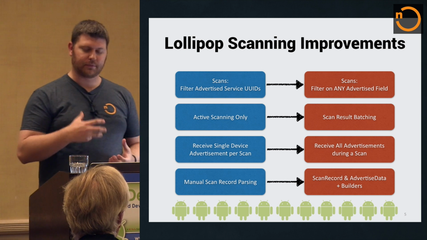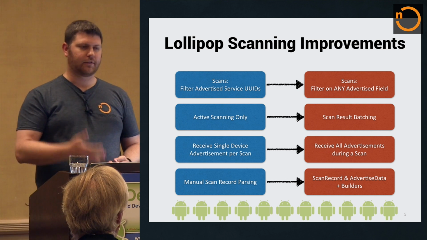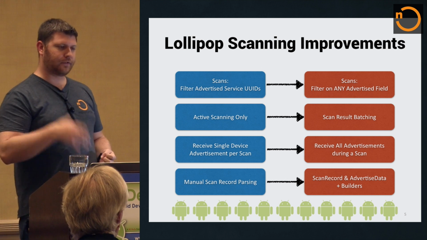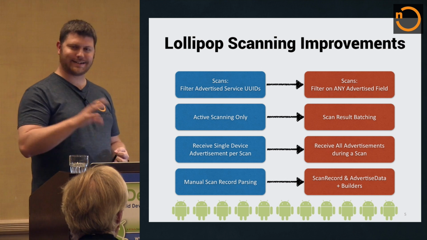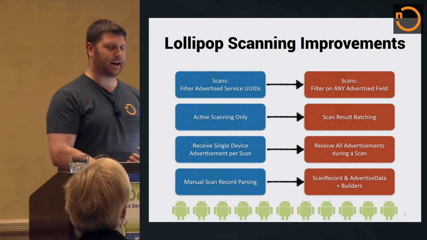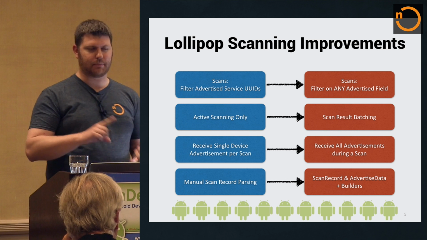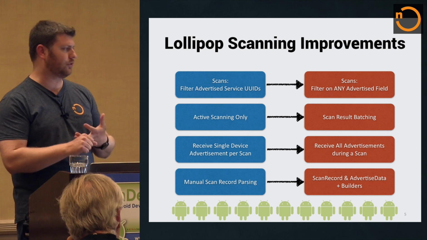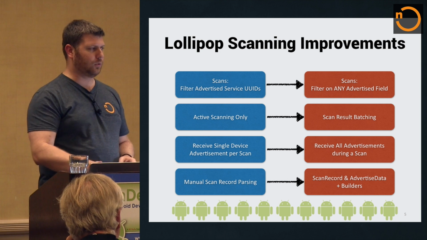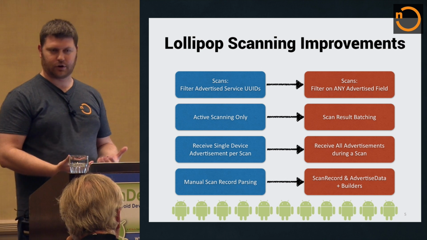From the scanning perspective, we now have an array of filters that we can apply to scans to let the framework do the differentiation on what types of advertisements we actually want to see. We can filter on anything in an advertisement packet now: device name, manufacturer data, advertised services. The framework will do the work instead of us having to put all that stuff in our code.